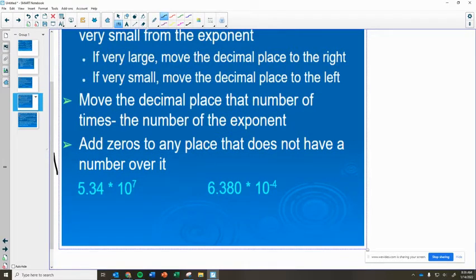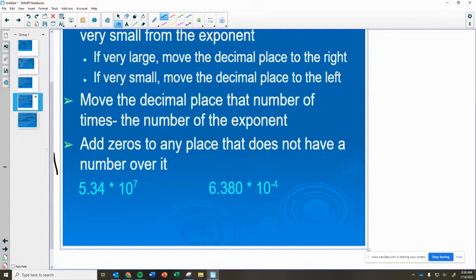So again, if it is a positive exponent, I know that is going to be a big number. So we have our 5. We're just going to write this out: 5, 3, 4. And I know that I moved my decimal point 7 places. So what I'm going to do is move it to the right, because I know that this needs to become a really big number.